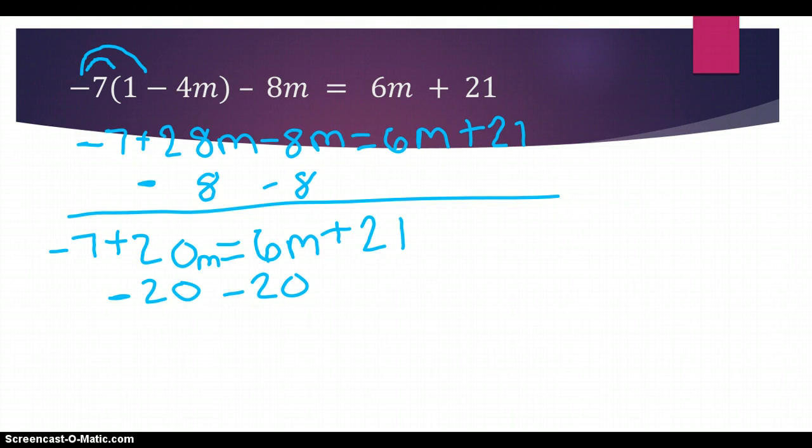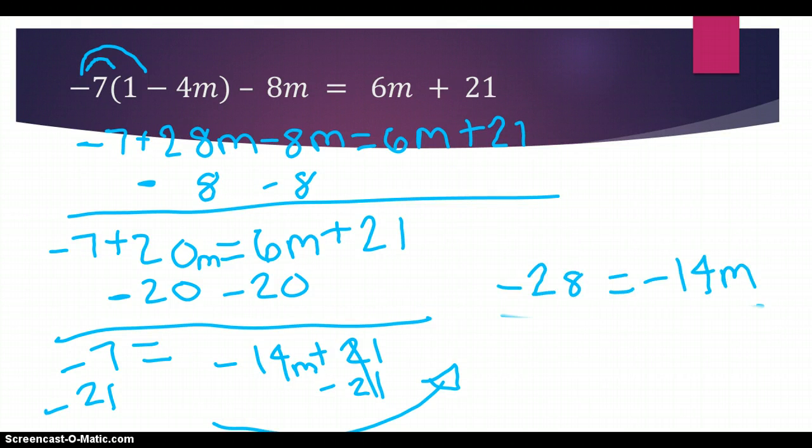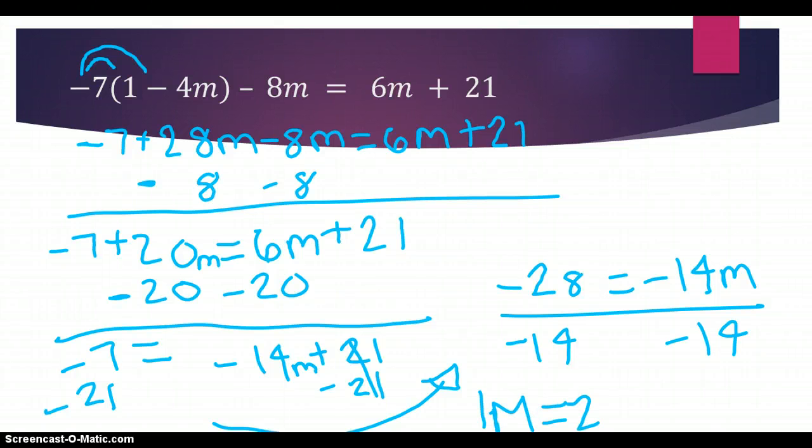Then I subtracted 20 from both sides and got -7 equals -14m plus 21. Then I subtracted -21 from both sides and got -28 equals -14m. And then I divided -14 on both sides and got m equals 2, and then I boxed my answer.